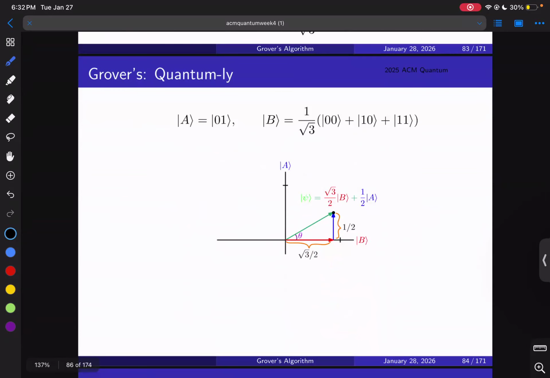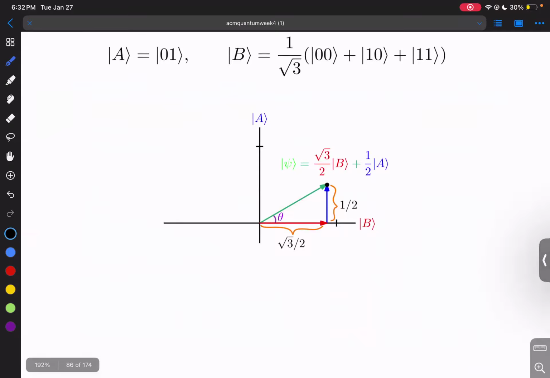Now let's show that geometrically, to give us a better idea of what's going on. So we just said √3/2 of B in the B direction and 1/2 in the A direction. So it looks exactly like this, where we have √3/2 steps in the B direction, 1/2 steps in the A direction. And I've labeled this angle theta here, which is the angle relative to the B axis, and that's going to turn out to be useful to us.